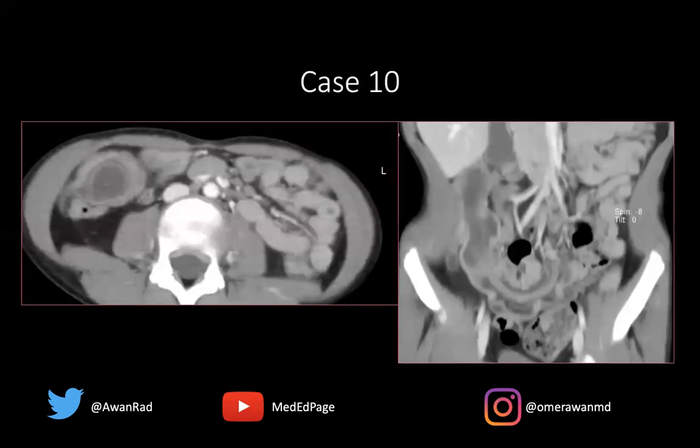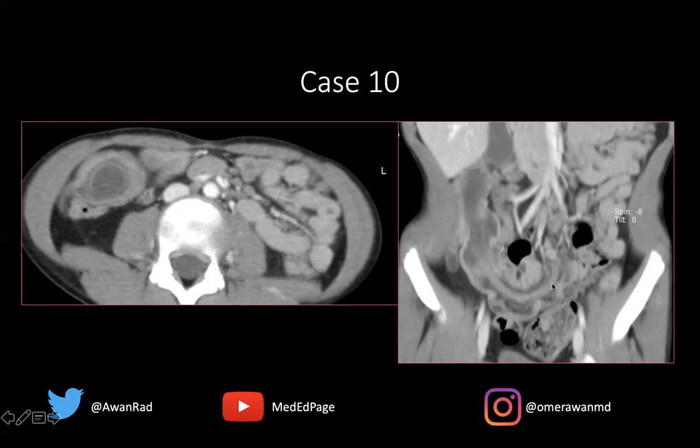This is case 10. We have CT images of the abdomen here. Notice here we have different densities. The bowel is a soft tissue density, which we see here, but then there's darker density, which is fat, in between another loop of bowel. So this is actually a case of intussusception, where you get telescoping of bowel, one loop of bowel going into another loop of bowel.